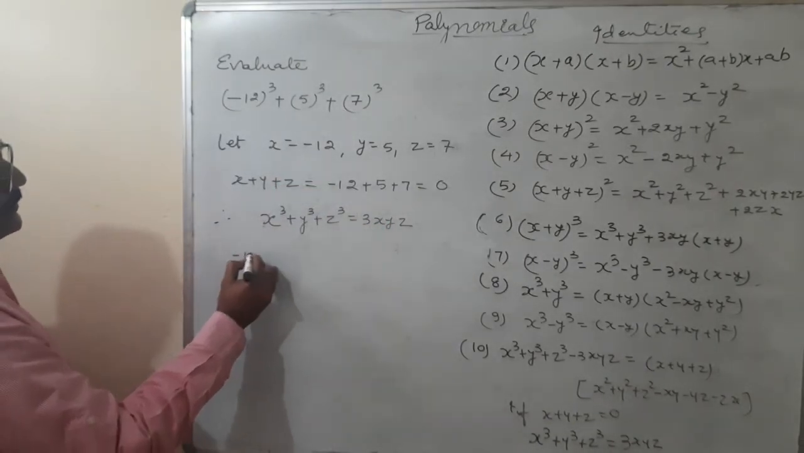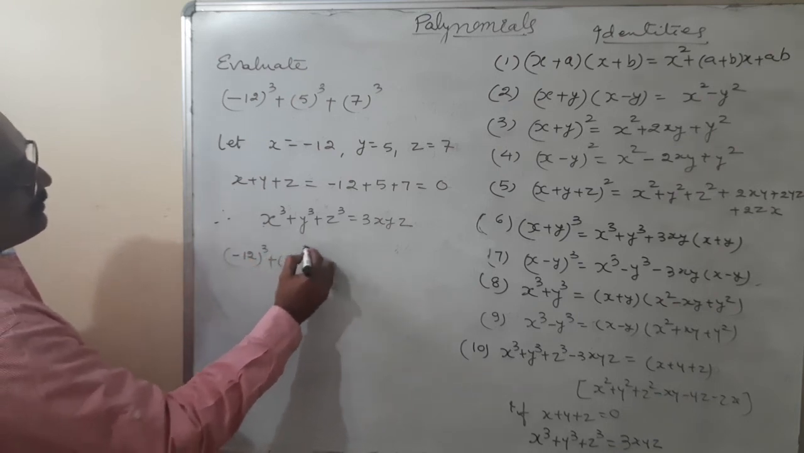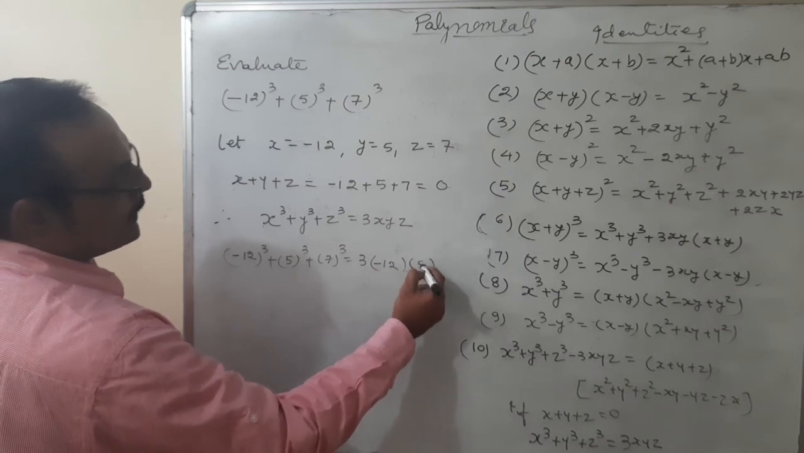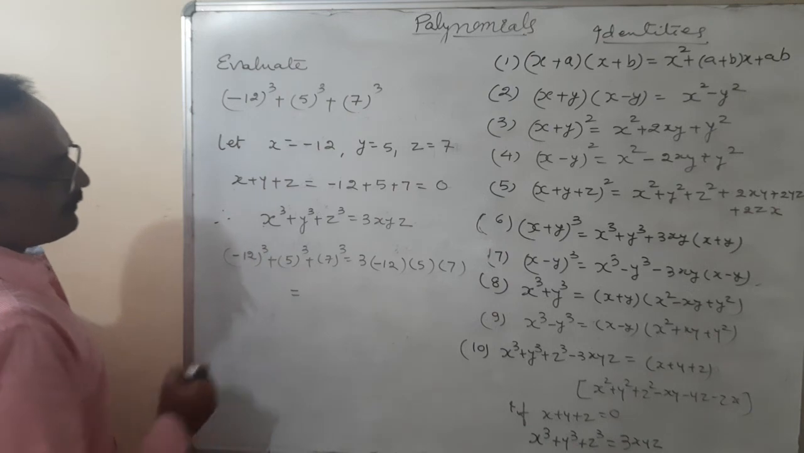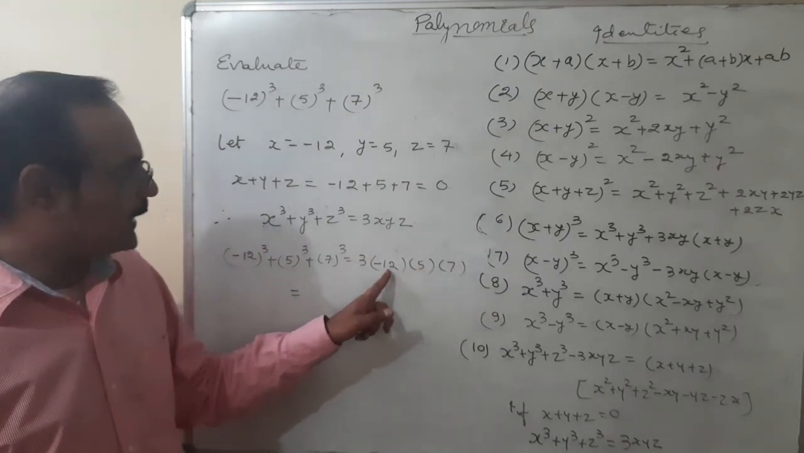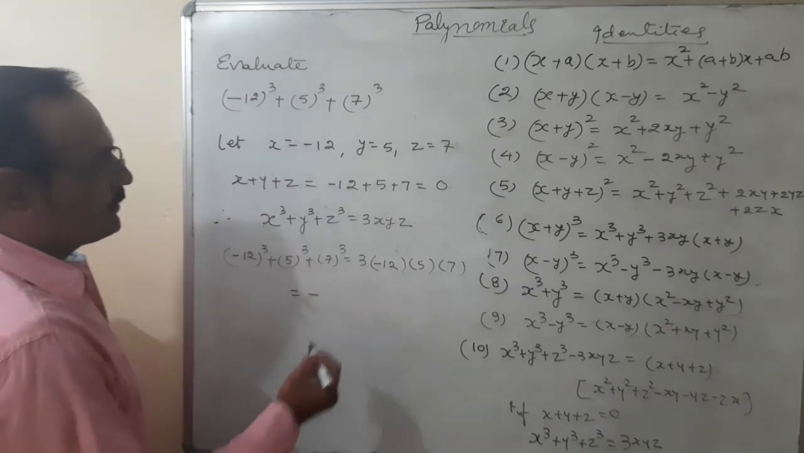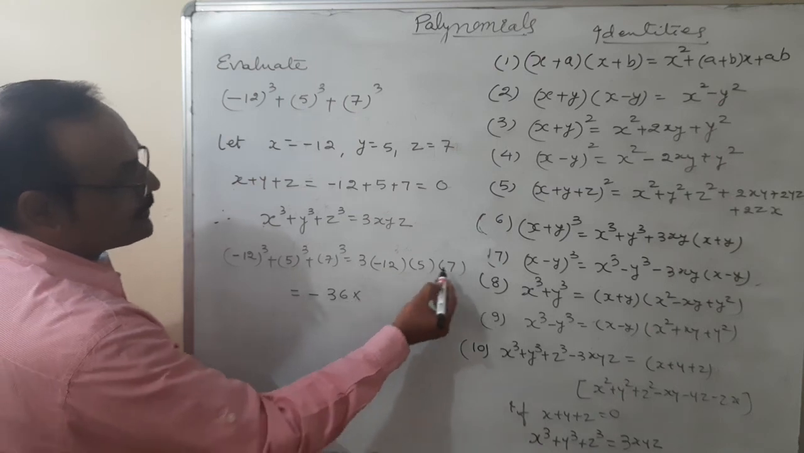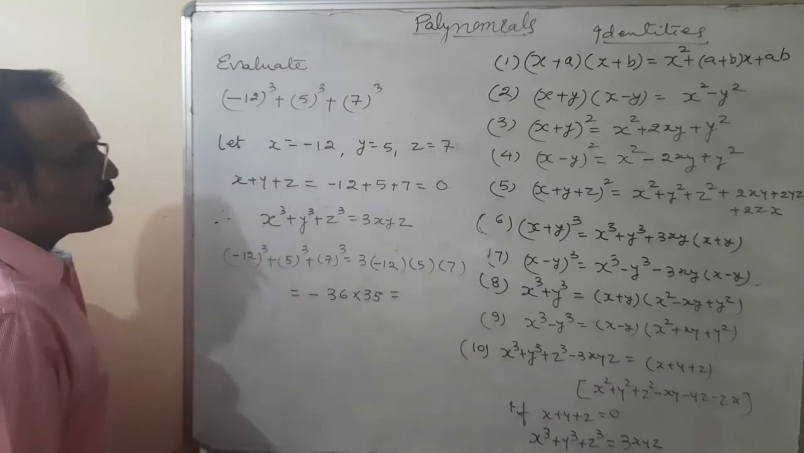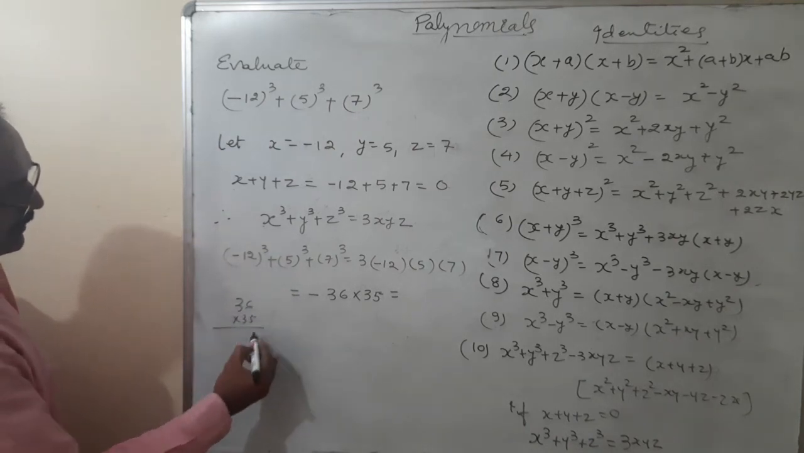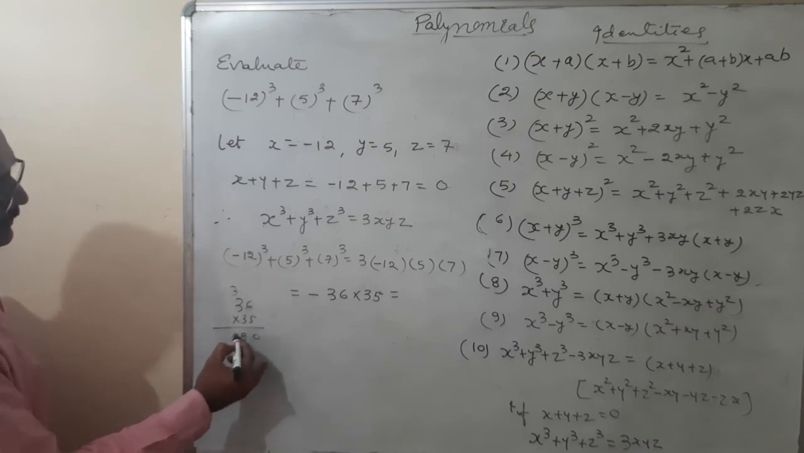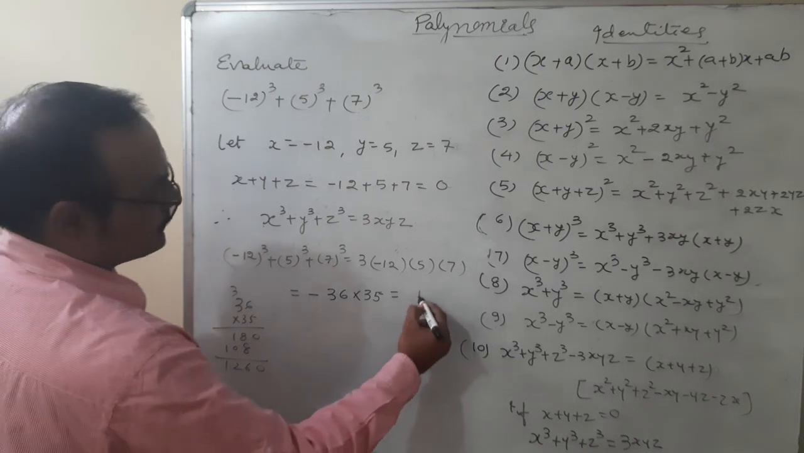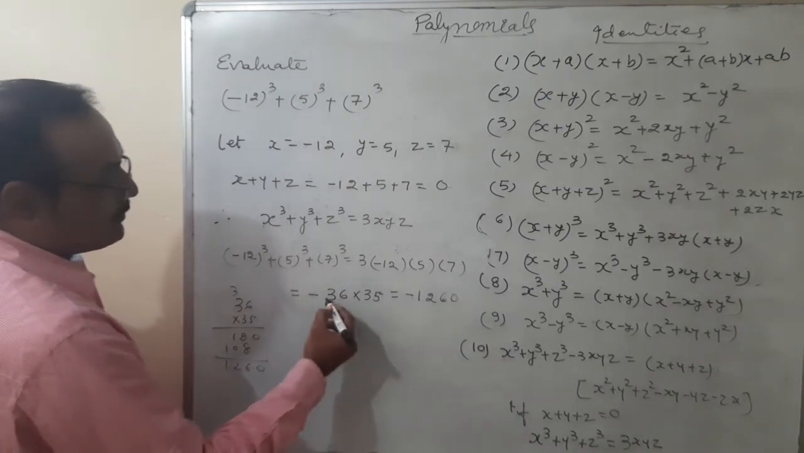So that means minus 12 cube plus 5 cube plus 7 cube is equal to 3 times minus 12, 5, and 7. You can see that there are 4 terms, only one term is negative, so the minus sign comes out. And after that, 3 multiplied by 12 multiplied by 5 multiplied by 7. So 12 times 3 is 36, multiplied by 7 times 5 is 35. 36 multiplied by 35 is 1260, with a minus sign because there is a minus.